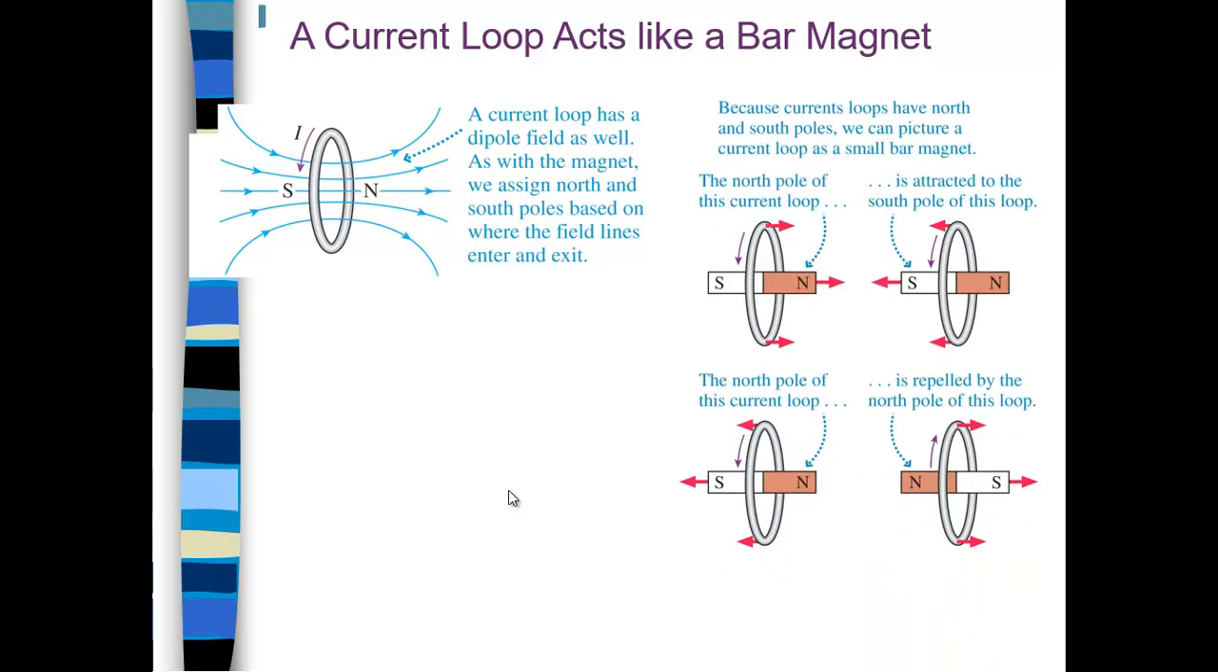Okay. And so if we have current loops and the current is going in the same direction, then the north pole is oriented with the south pole, and the south pole is oriented with the north pole. If we have current loops going in different directions, then you can use the right-hand rule to see that the north pole is here for this loop and the north pole is here. So there will be a repulsive force just because you've got two similar poles.